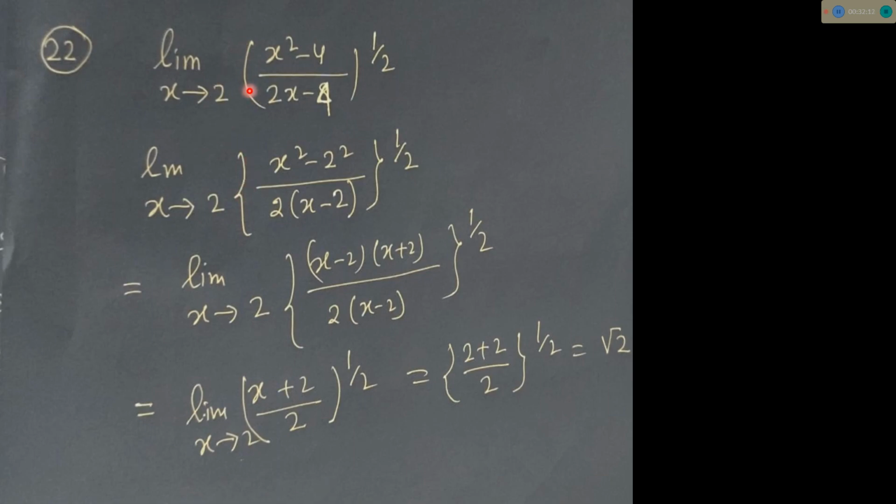So this question is like normal. So this is a simple question. So x square minus 4, x square minus 2 square. If we take common 2, x minus 2, now x minus 2 cancel. So x plus 2 by 2. Now if we put the value of x, then it becomes root 2.